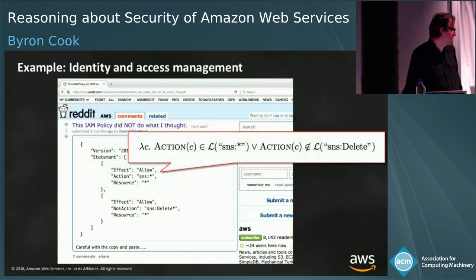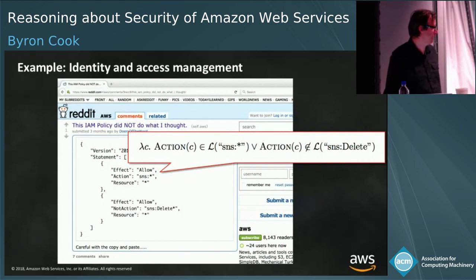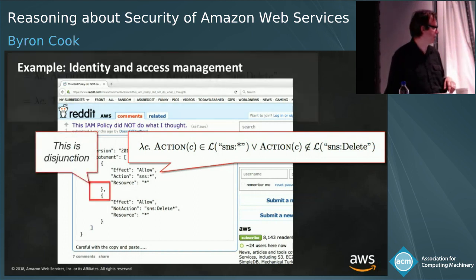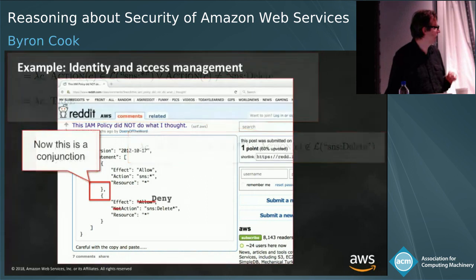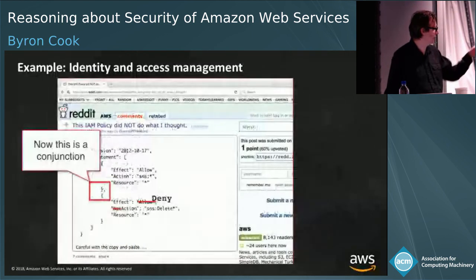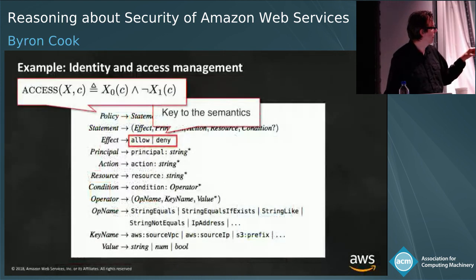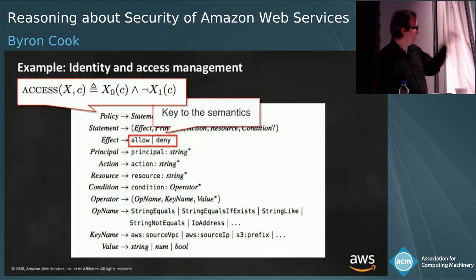The semantics, there's a paper I'll point you to, but basically we go through this example. It turns out the semantics of the policy language means that this policy is just saying take any request and always say yes because of the disjunction. I won't go through the details. But with that deny, it turns out that it's the conjunction. So now the semantics are: access is allowed by a context request if all of the allows are yes and none of the denies are no. And so that turns out to be very important.